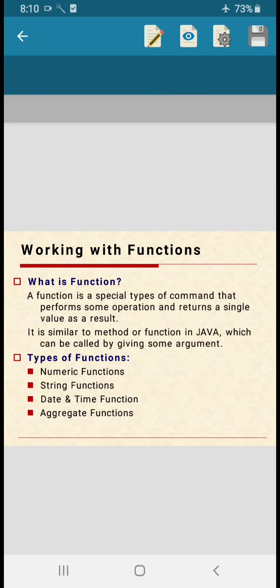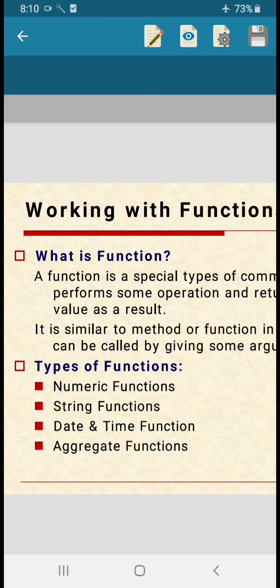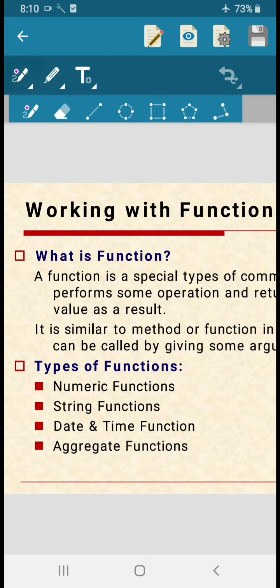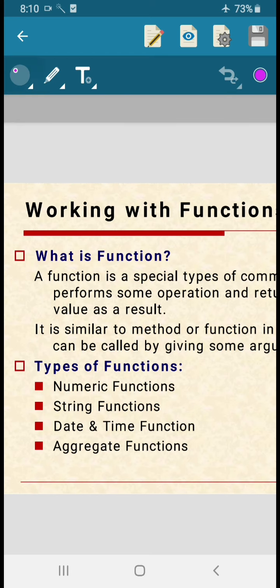Today we are going to discuss different types of functions. Before discussing the types of functions, we'll recap the commands we learned. Generally, SQL or MySQL commands, SQL meaning Structured Query Language, are divided into four types: DDL commands, DML commands, DCL commands and TCL commands. DDL means Data Definition Language, DML means Data Manipulation Language, DCL means Data Control Language, TCL means Transaction Control Language.